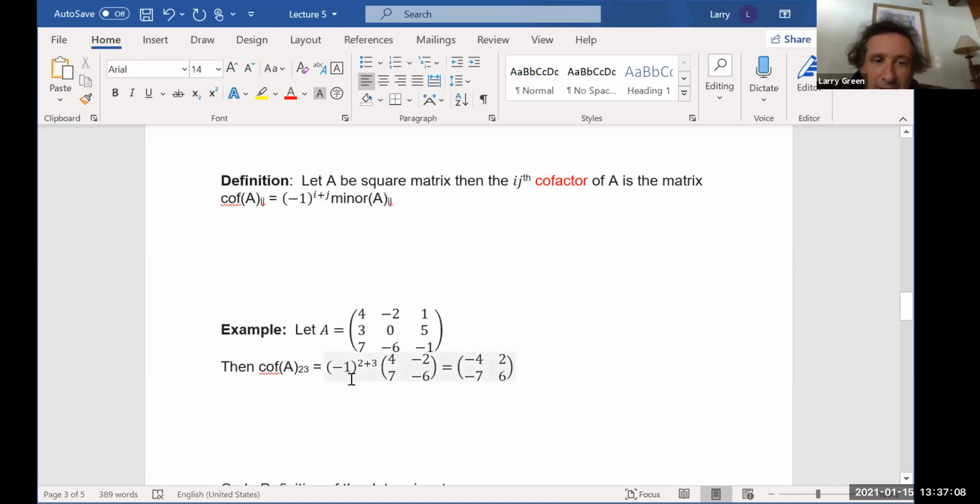Okay, what's -1 to the 2 plus 3? -1. Now, remember that when you do scalar multiplication on a matrix, it means you multiply that number through all of the entries. So the 4 becomes a -4, the -2 becomes a 2, the 7 becomes a -7, and the -6 becomes a 6. So the 2,3 cofactor of A is -4, 2, -7, and 6.